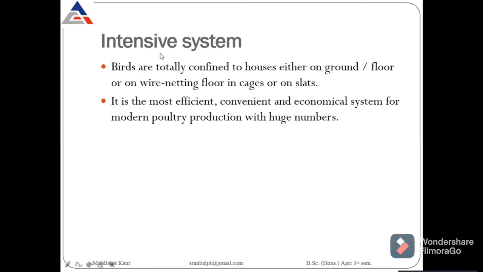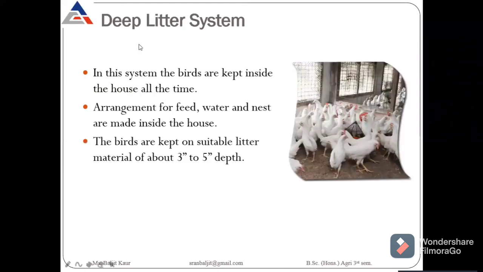So this is divided into three parts. We can say that there are three types of intensive system housing. The first one is the deep litter system. Deep litter system means there is a house for the birds, and litter is spread on the ground. Litter means some kind of straw is spread on the ground, and it is changed from time to time, right? In this system the birds are kept inside the house all the time, right? All the arrangements for feed, water and nest are made inside the house, right?